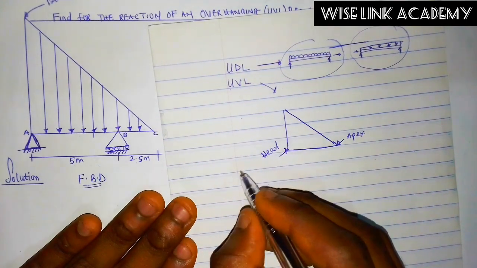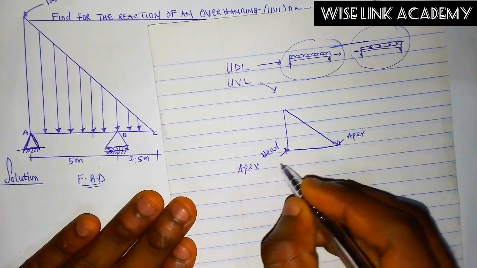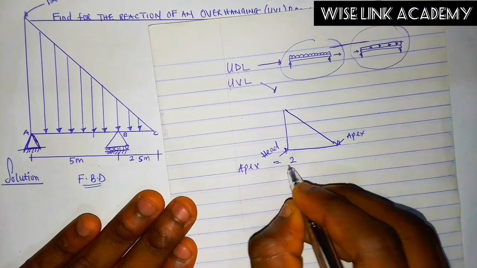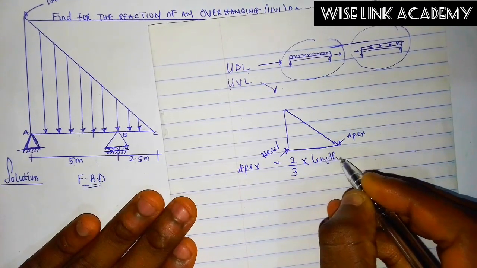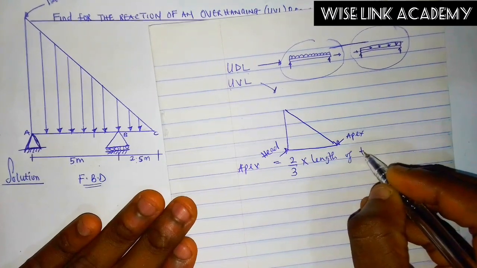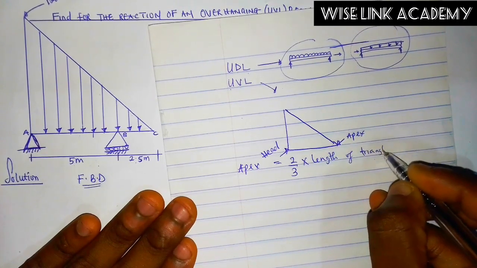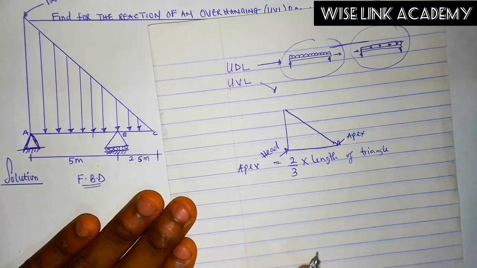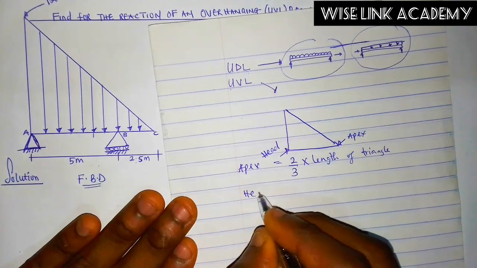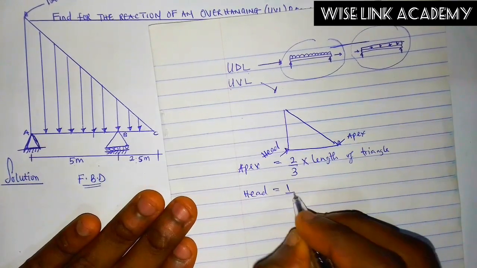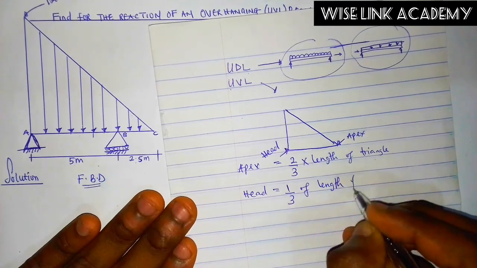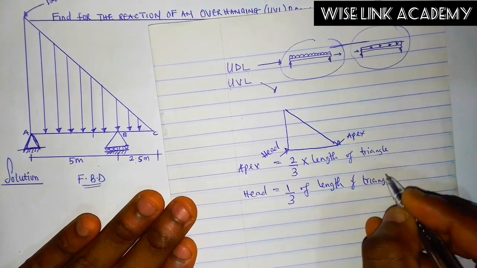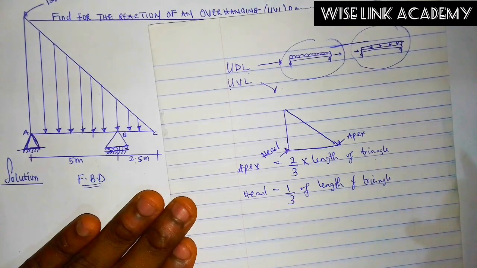So the apex is what? 2/3 times what? Length of triangle. Okay, now the head is equal to 1/3 of what? Length of triangle. You need to know all this. Do you get that now?